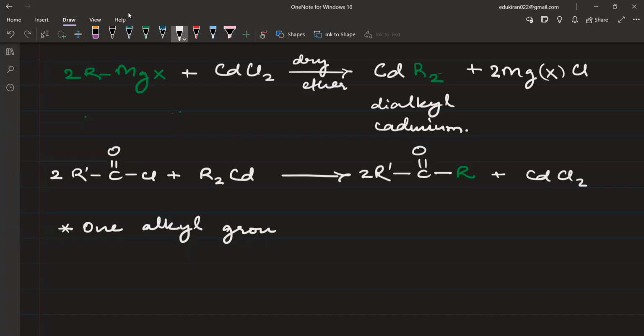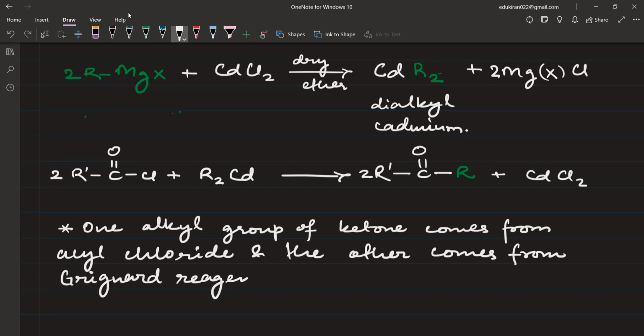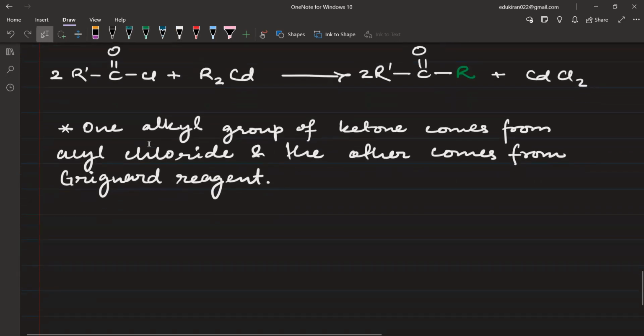One alkyl group of ketone comes from acyl chloride and the other comes from Grignard reagent. I hope you have written the first reaction.